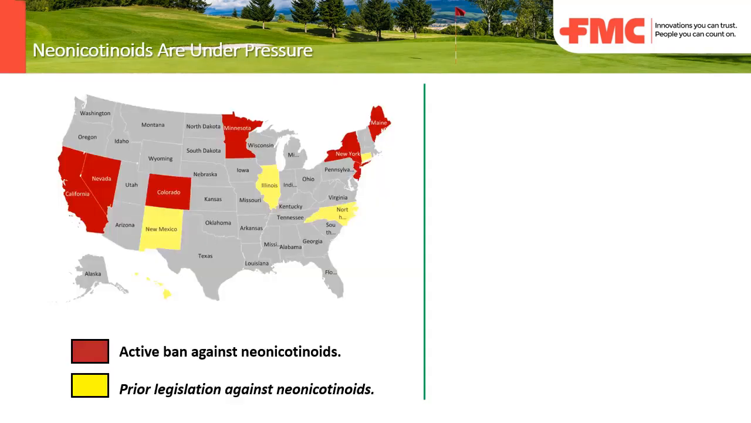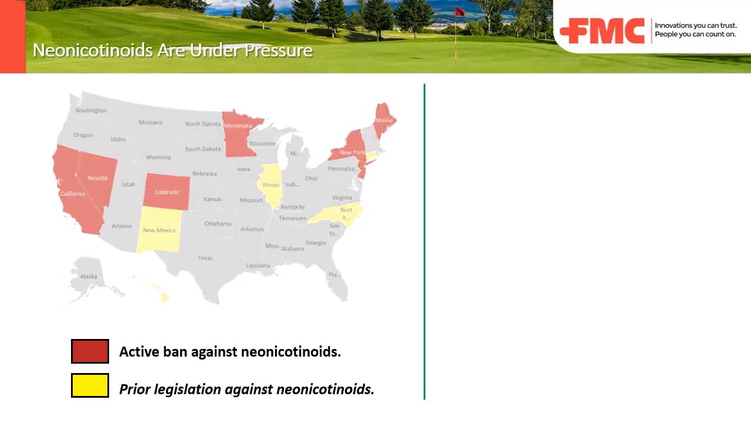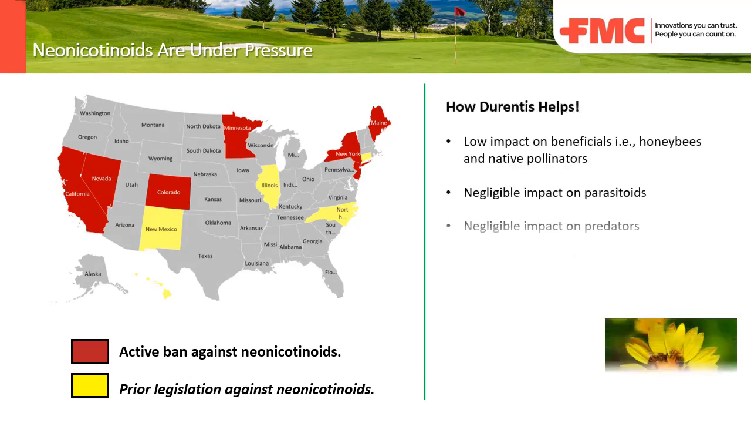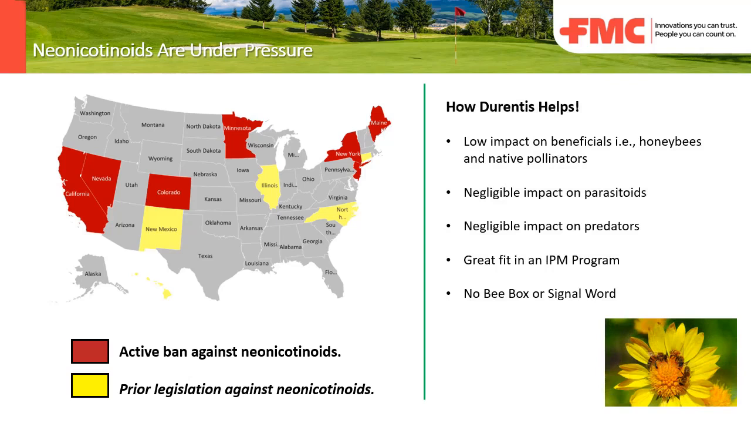Neonicotinoids are under regulatory pressure. See how Durentis can help. The map illustrates states where neonicotinoids like imidacloprid have an active ban against use. State legislation can institute neonic bans with the strike of a pen. Durentis has no bee box or signal word, low impact on pollinators, and is a great fit in an integrated pest management program.